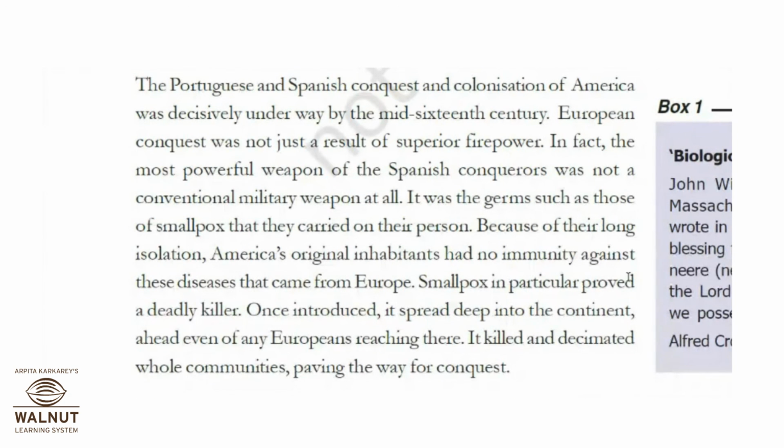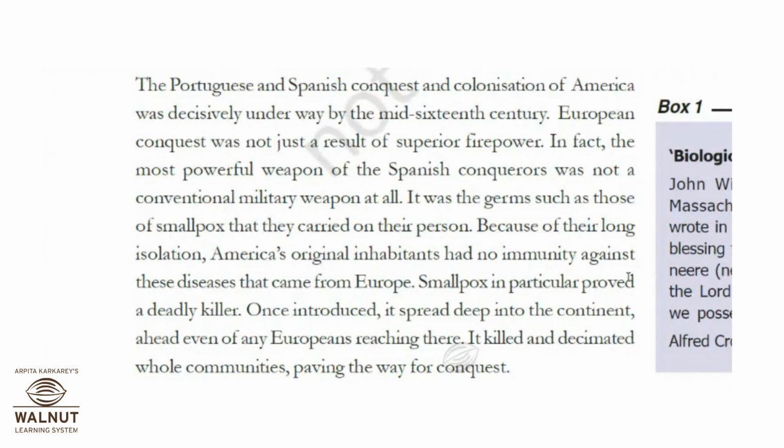The Portuguese and Spanish conquest and colonization of America was decisively underway by the mid 16th century. European conquest was not just a result of superior firepower. In fact, the most powerful weapon of the Spanish conquerors was not a conventional military weapon at all. It was the germs, such as those of smallpox, that they carried on their person.